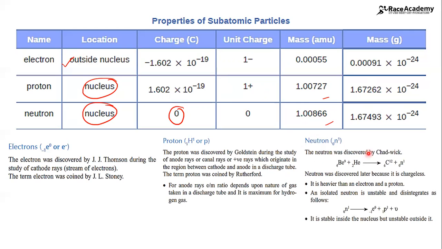The neutron was discovered by Chadwick, and the equation is: beryllium nuclide is bombarded with an alpha particle, 2He4.